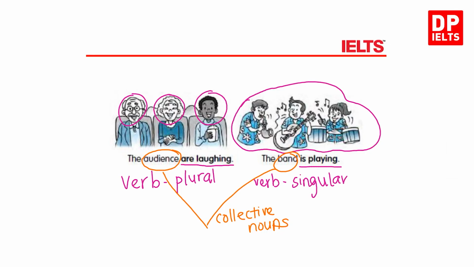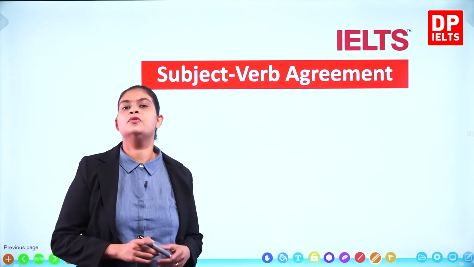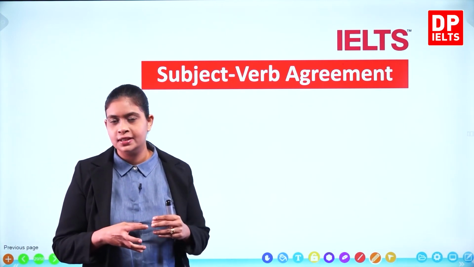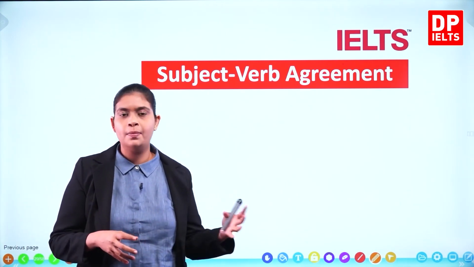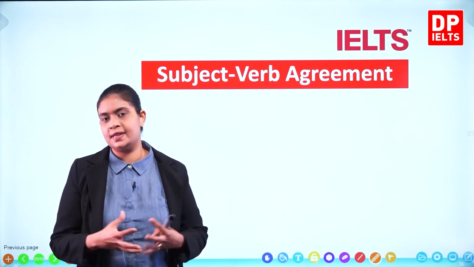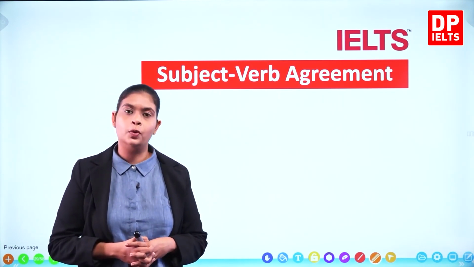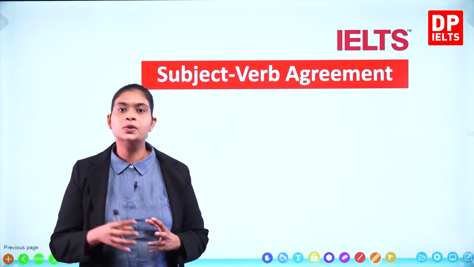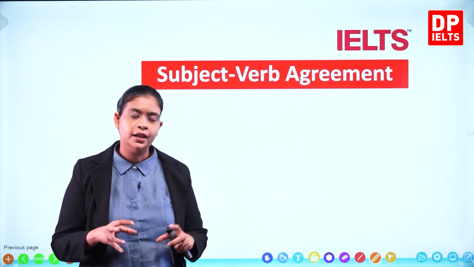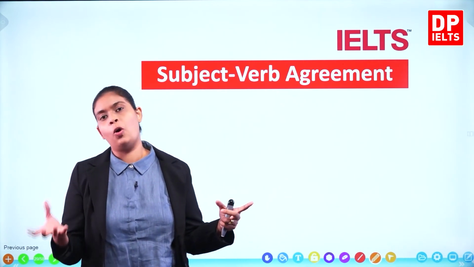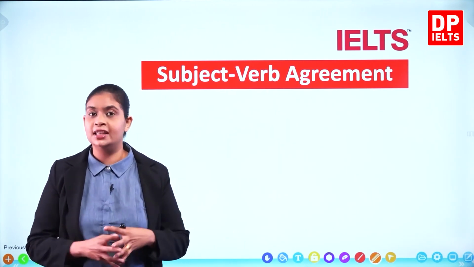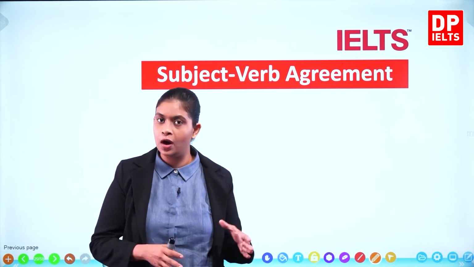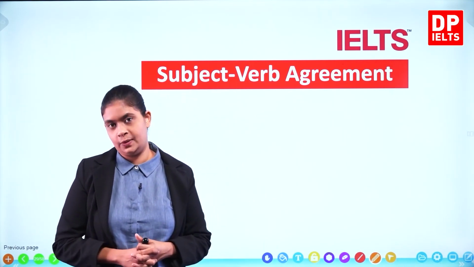Alright, now let's review this lesson. We had a look at subject-verb agreement. We had a look at that if the subject is a singular, the verb must be singular. If the subject is a plural noun or pronoun, the verb must also be plural. But if you take collective nouns, then it could either be singular or plural. If you take them as individuals, the verb becomes plural. If you take them collectively as one group, then the verb is singular.